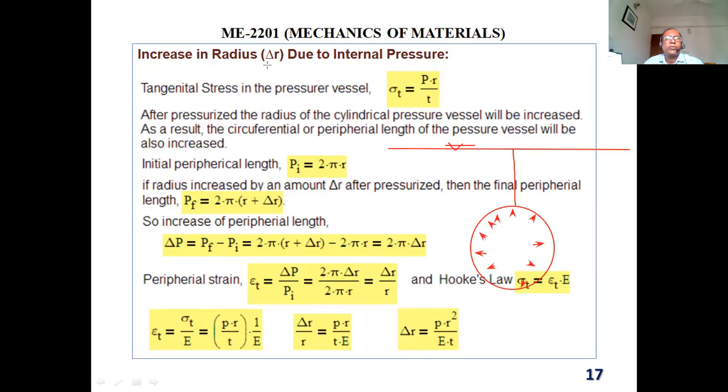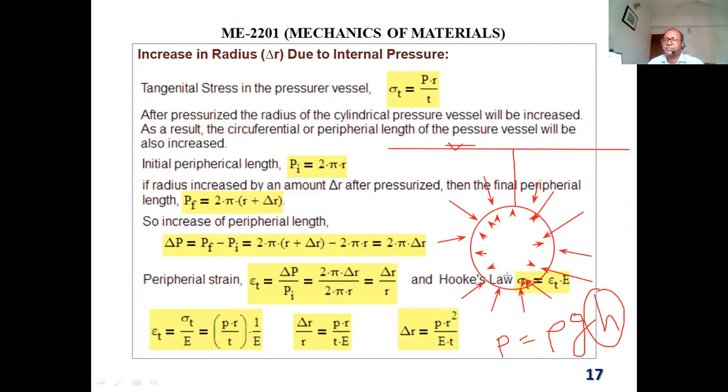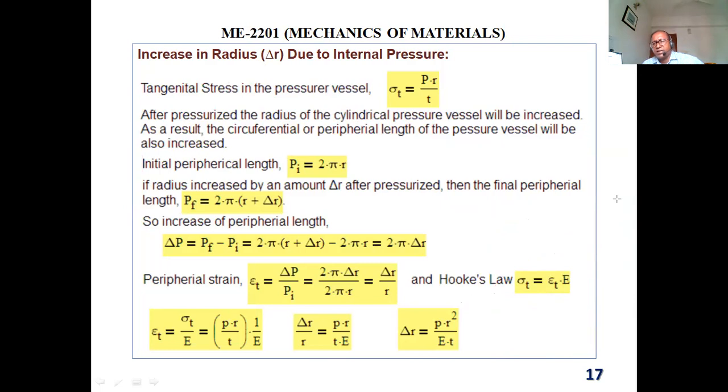P equal to, we know that from fluid mechanics, pressure equal to rho g h. So if the height is too deep, big, so outside pressure will be high. So in that case, what will happen? The radius of the submarine will decrease. Okay. So radius can decrease, can increase, but we can figure it out by using this formula.